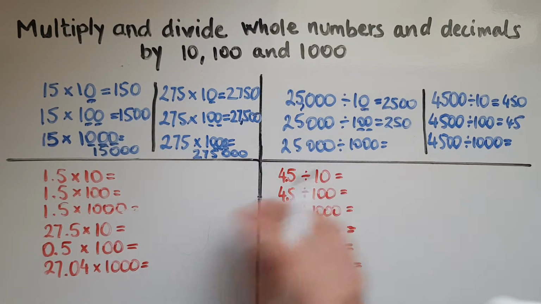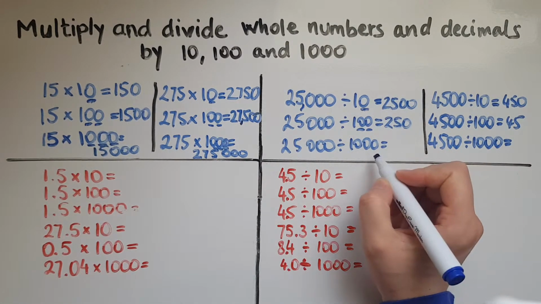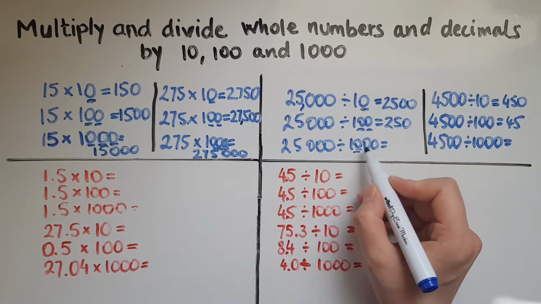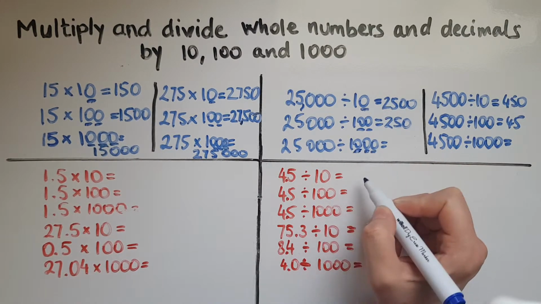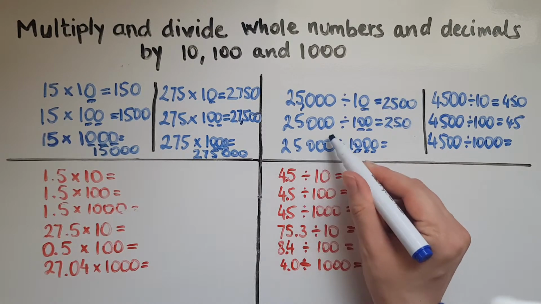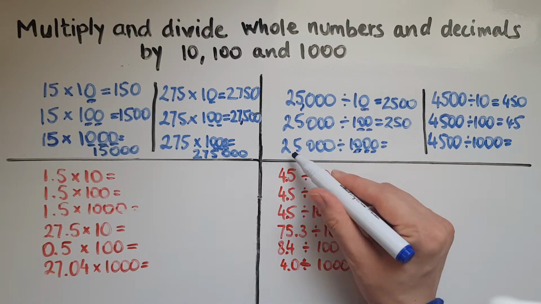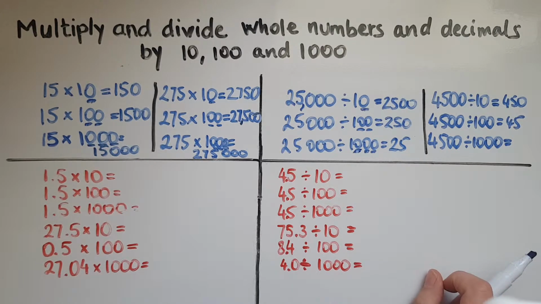So 25,000 divided by 1,000. 1,000 has 1, 2, 3 zeros, so I'll knock off 3 zeros. So they go 1, 2, 3. So the answer is 25.